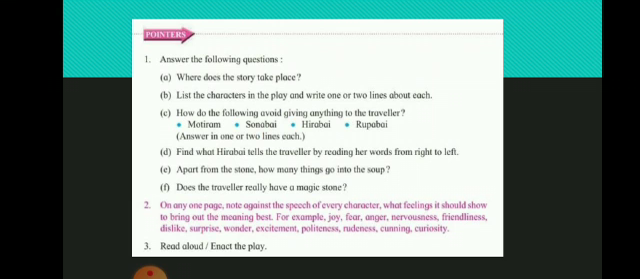Now we will move to question number 2, that is, what is given? On any one page, note against the speech of every character what feelings it should show to bring out the meaning best.